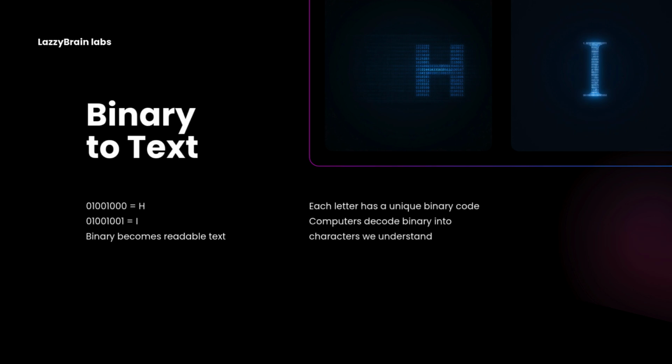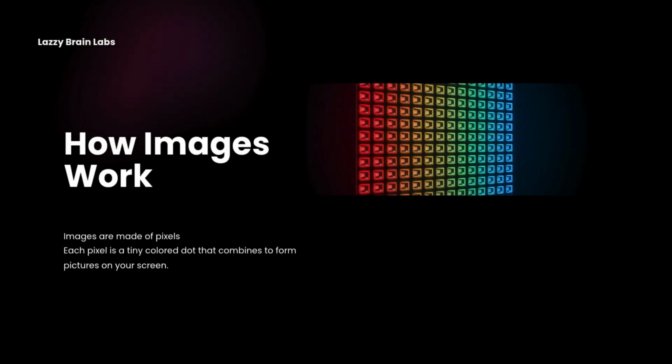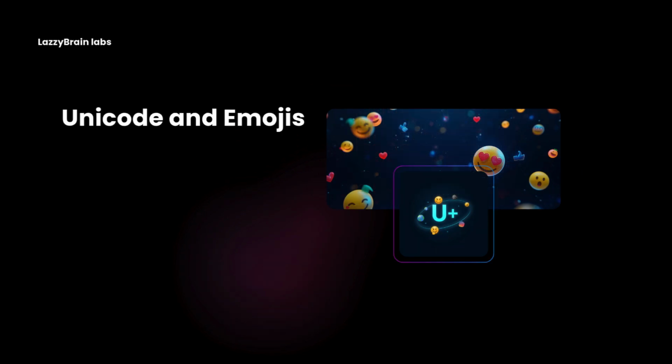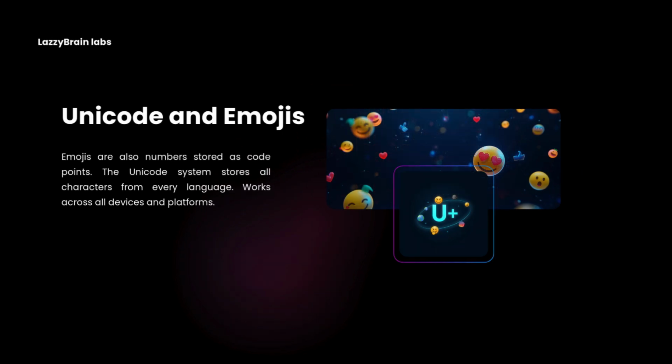Now let's talk about images. Images are made up of tiny dots called pixels. Each pixel has 3 color values: red, green, and blue. By combining these colors, the computer can create any image you see. Even emojis work the same way. Every emoji you use has a unique number assigned to it using something called Unicode. That's why emojis look the same across different devices.